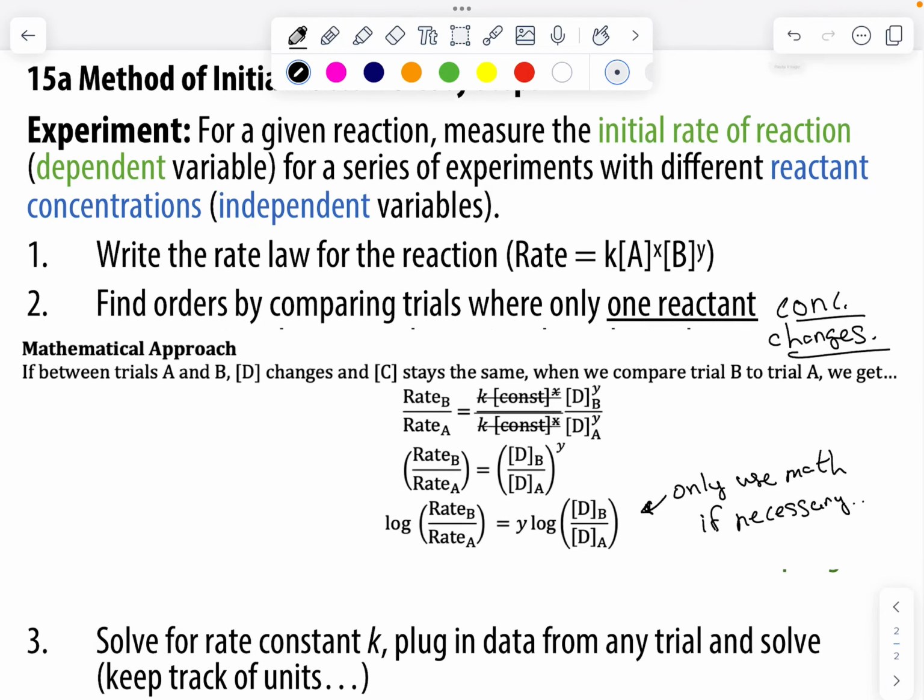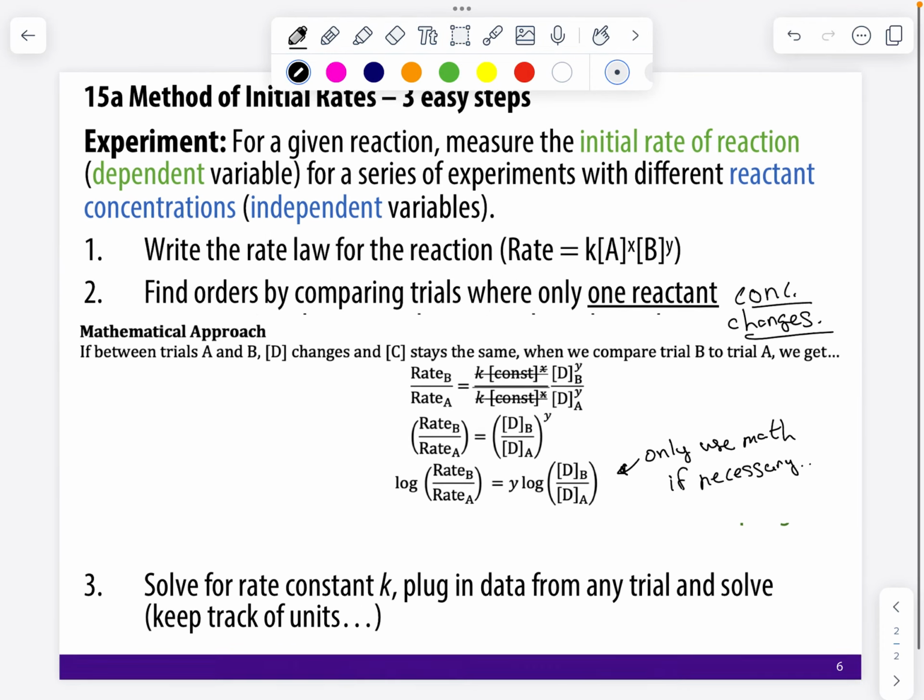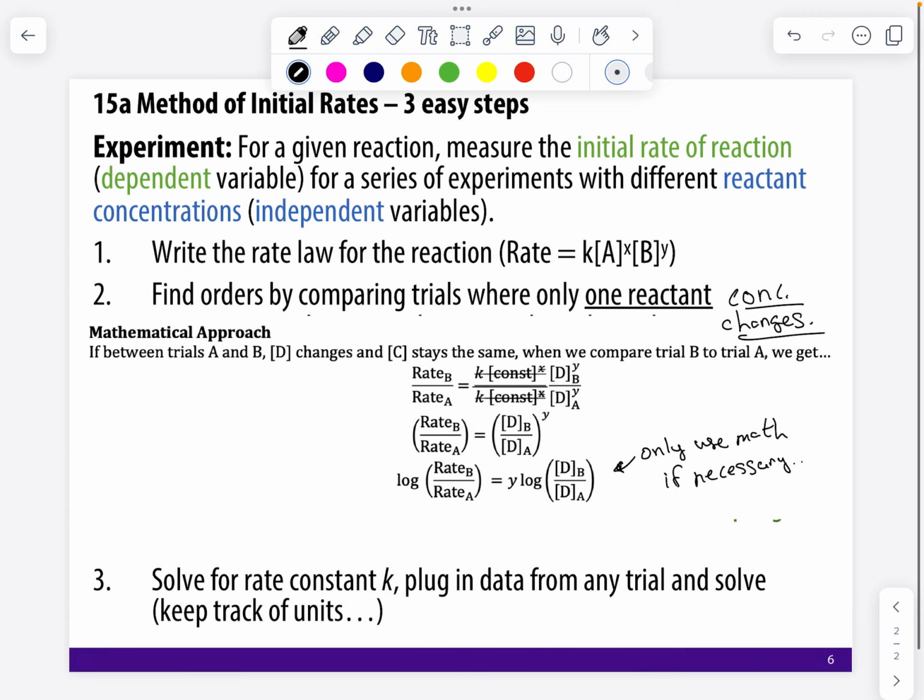Okay, so here's the method of initial rates overview introduced in lab. The experiment is we measure the initial rate of a reaction, our dependent variable, for a series of experiments with different reactant concentrations, our independent variables. A lot of analogs to any sort of general high school science experiment. We have independent variables, we potentially have controls, and we have our dependent variable.